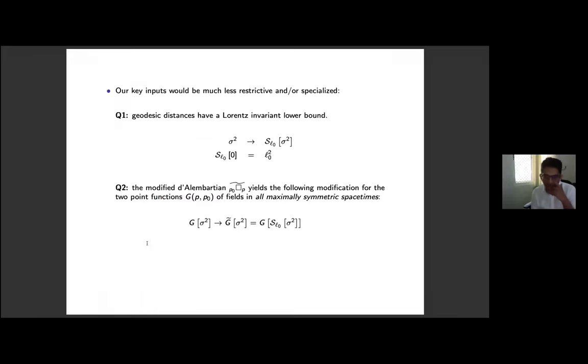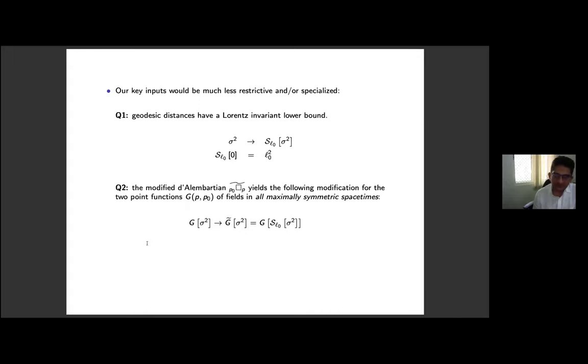Okay. So coming to the math, if you remember, the first input I indicated was simply the input about the existence of a zero point length in spacetime. And that is simply a statement that geodesic distances do not go to zero when the points are coincident. Okay, I've already mentioned this before.